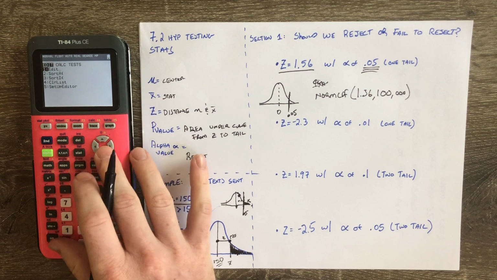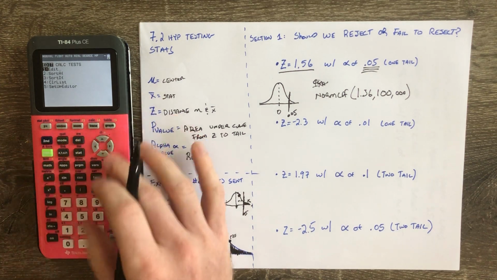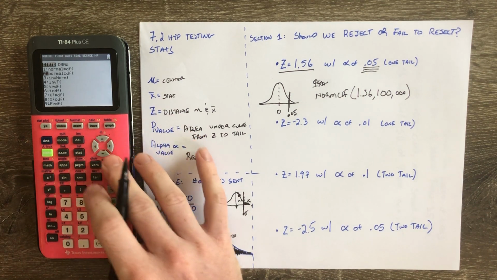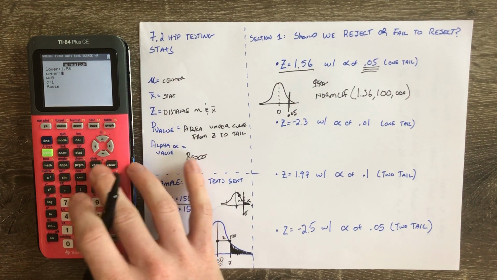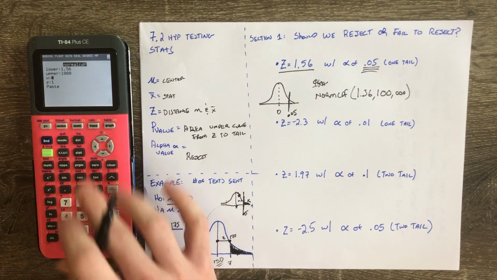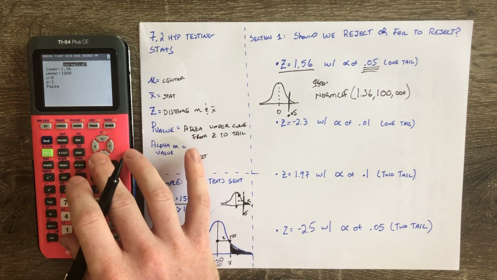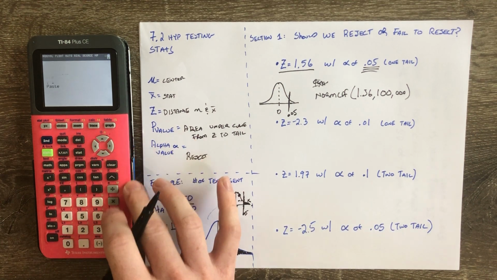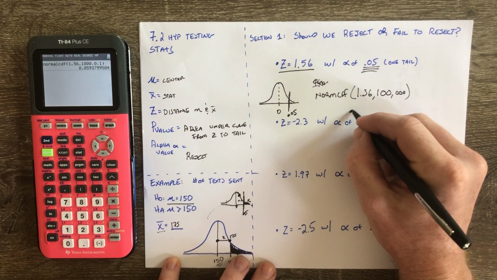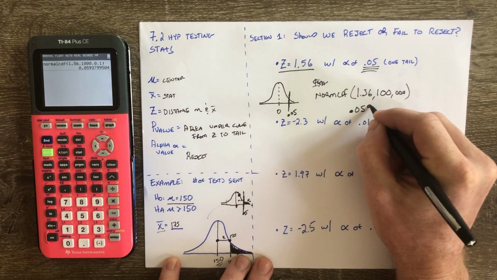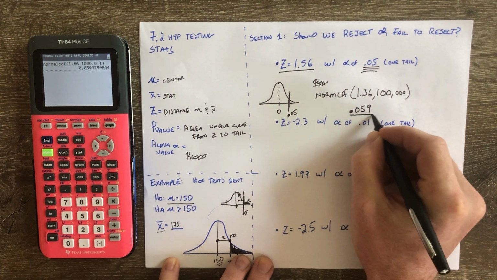So I'm going to go stat, second distribution, normal CDF, 1.56 to our upper level, so we can call it 100 or 1,000 or whatever you want. Mu 0, standard deviation 1. We're going to see the probability of being this far away from the mean. So that's going to be 0.059.